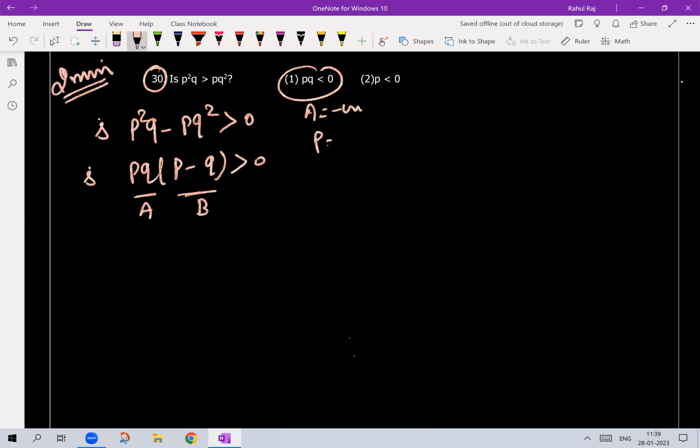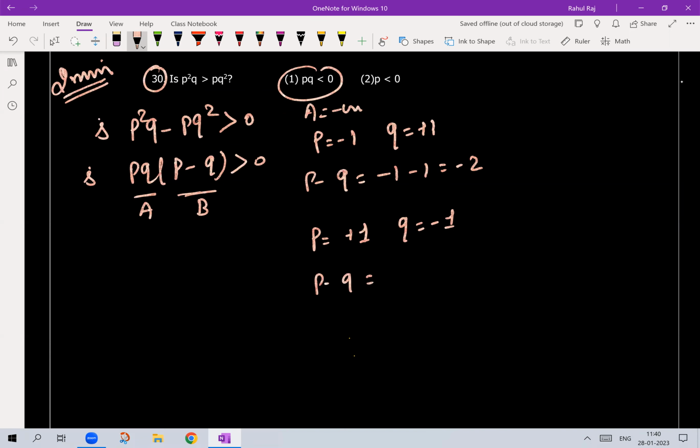Imagine if I take P is equal to -1 and Q is equal to +1. So what do I get? P minus Q will be what? It will be -1 and -1, that is -2. Right? Now imagine when you take P is equal to +1 and Q is equal to -1. What do you get P minus Q? You will get 1 minus of -1, that is 2. Agreed? So imagine, Gauri.